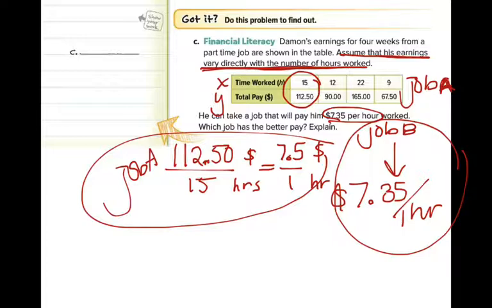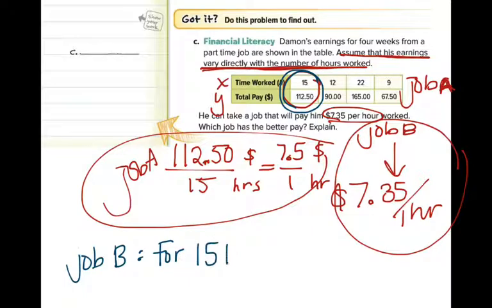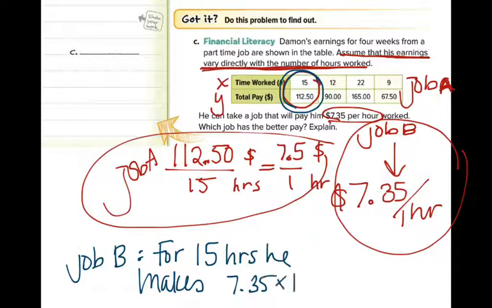Your only other option could have been, and I'll do this in blue, if you didn't want to do it the way I did it, what you could have done is taken job B and created a similar table. So if I look at this and say, well, for job A, for 15 hours, he made $112. I could say for job B, for 15 hours, he makes $7.35 per hour. So I could take the hours and multiply by $7.35.